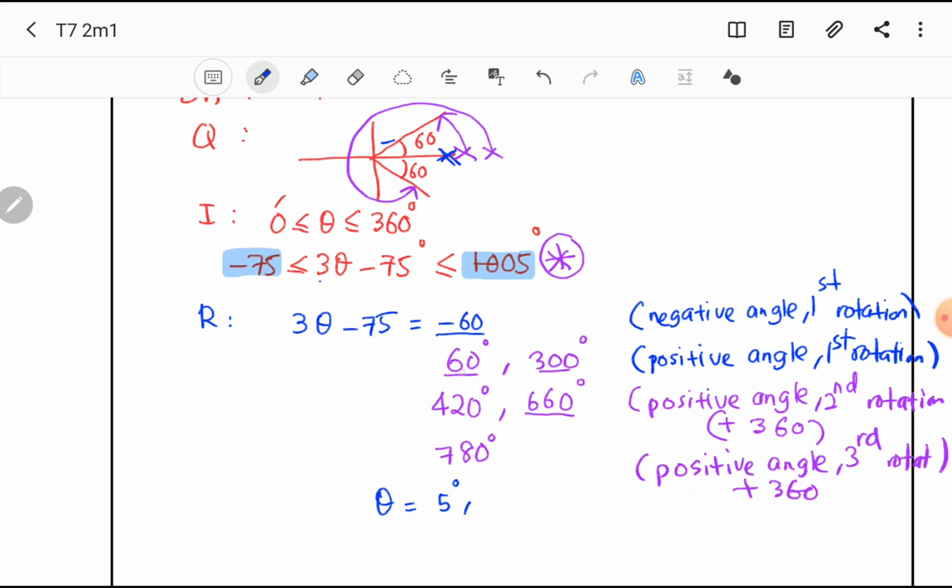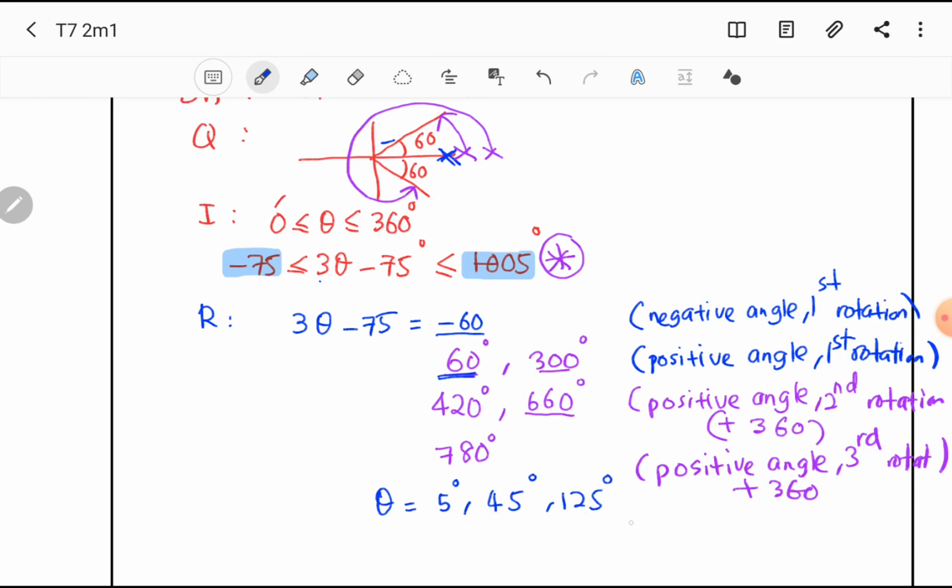Okay, next. 60, the next number, 60 plus 75. And then, divide by 3. So we will get 45 degrees. Okay, next. 300 plus 75 and then divide by 3. Okay. So dapat berapa jawapan dia?